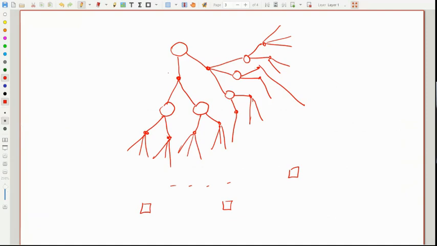This kind of structure that I'm picturing here to you is called an MDP, for Markov decision process.